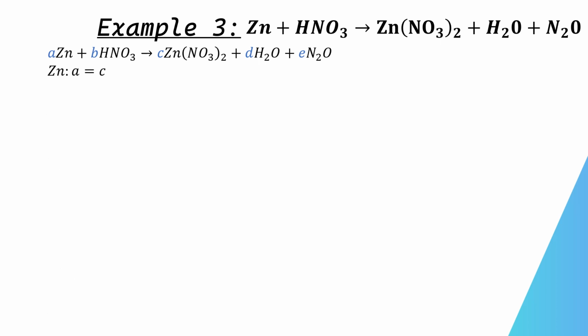Now, for zinc, A is equal to C. The A on the left hand side will give us C on the right hand side. Just 1, 1, 1. Now, for hydrogen, B here will give us what? 2 of D. 2 of D. What about nitrogen? Nitrogen is also B. And you can see that the B is in front of this.